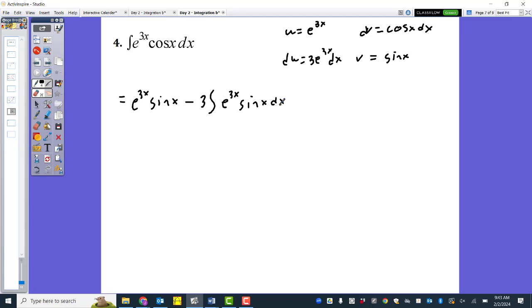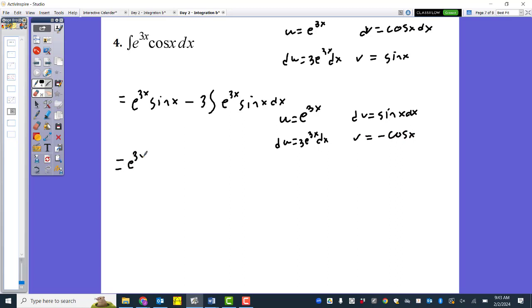So we're going to do one more integration by parts, and then we're going to be able to substitute some things in. So we'll say u is e to the 3x again, dv is going to be sine of x this time, du is going to be 3e to the 3x dx, and v is going to be negative cosine x. And now we're going to plug it in again.